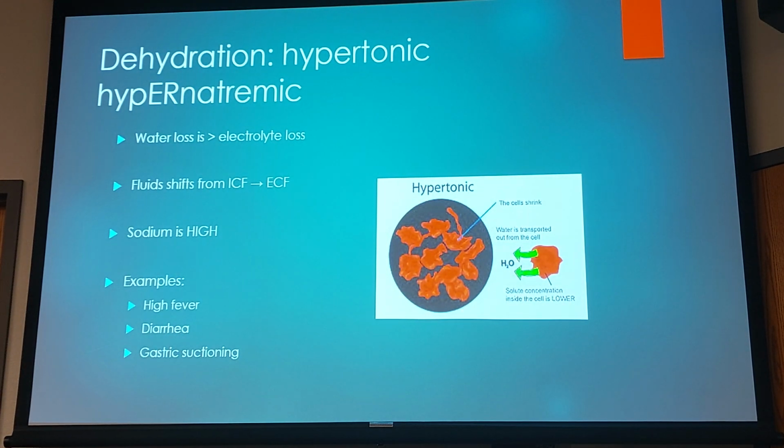Okay, it looked very similar to the last slide. So in hypernatremic or hypertonic dehydration, we've lost more water, we're left with concentrated blood, right? There's lots of solute in there, extra sodium in the blood. So the blood wants that water, so it's gonna steal it from the cells, and those cells shrink up, right? That's what the end result of that is. It makes that water shift.